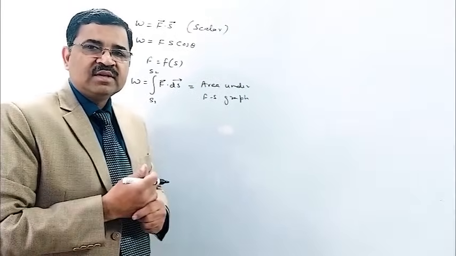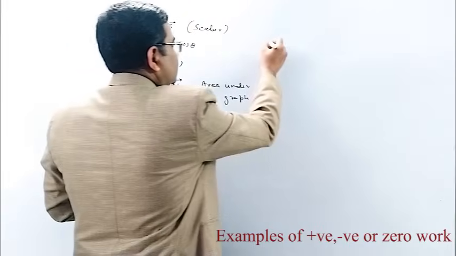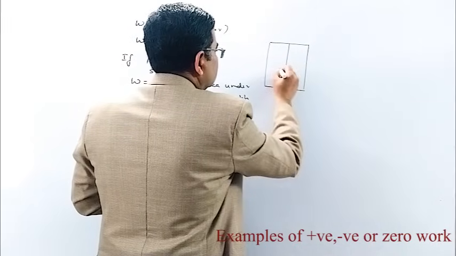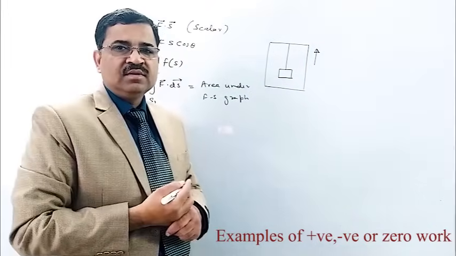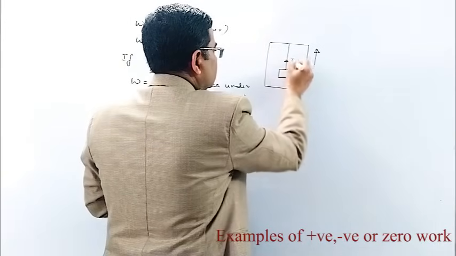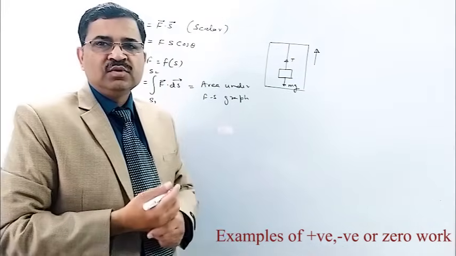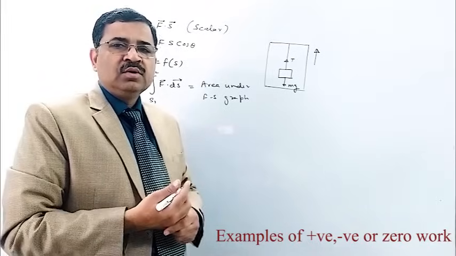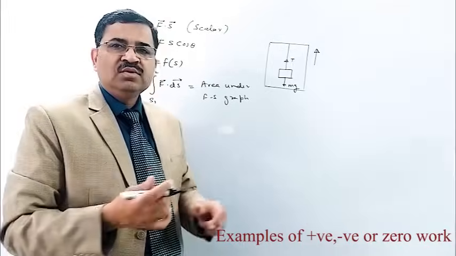Let us quickly take an example of positive work, negative work, or zero work. Let us say in a lift we have a body which is hanging from a string, and the lift is going upward with or without acceleration. Now there are two forces acting on the body. One is tension and the other is its weight. We are not considering the pseudo forces because the acceleration of the lift is not given. So it may be in uniform motion or in non-uniform motion. So we are not considering the pseudo force.